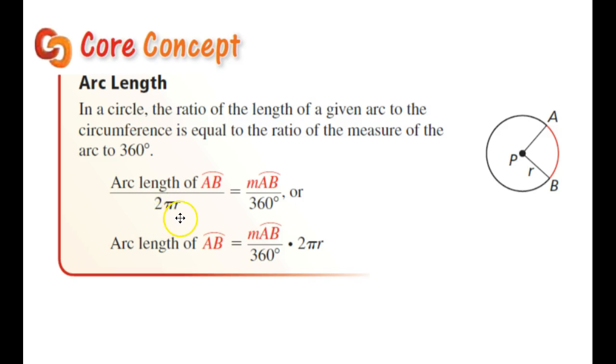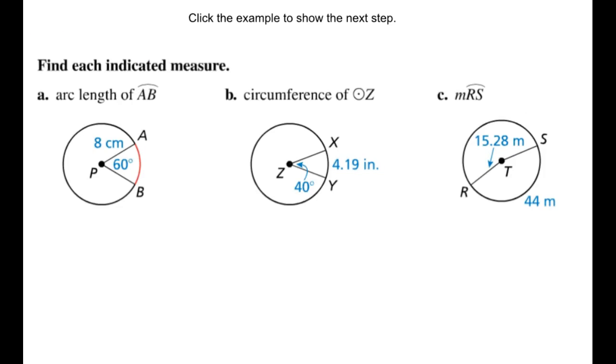So you see this 2 pi r, that's the circumference of my circle, equals the measure of that arc in degrees over 360. And 360 is my whole circle. So what I see is I have the little piece over the big whole thing equals the little piece over the big whole thing. And that's how we can always set up our ratio. As long as we keep those the same, we'll be just fine. So now let's try this.